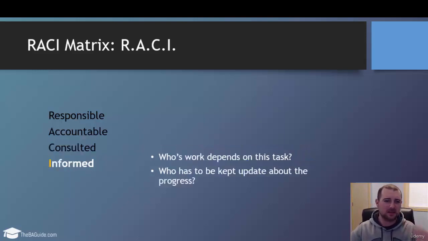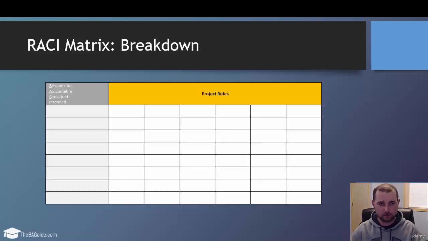And then last but not least is informed. So this is the executives and the different management levels on certain tasks. And really what it is, whose work is depending on this task. This could be the end user, and then also who has to be kept up to date on the progress. Like I said, that could be executives or management, who needs to be told about the progress of the particular task. So that's what RACI is. It's very simplistic, and if you remember RACI, then you can pretty much rattle them off: responsible, accountable, consulted, informed. Very important that you're able to keep those four straight.